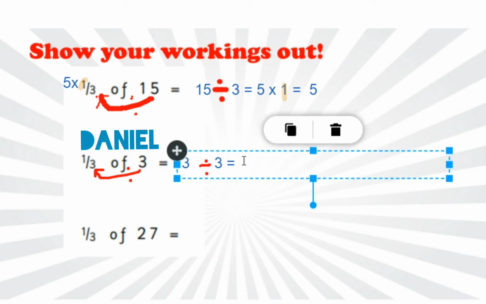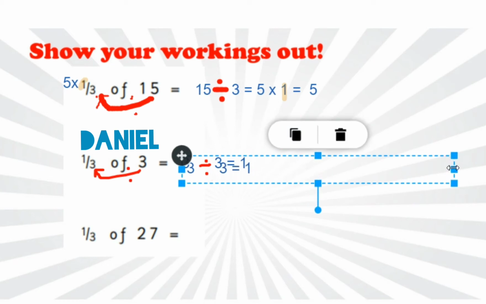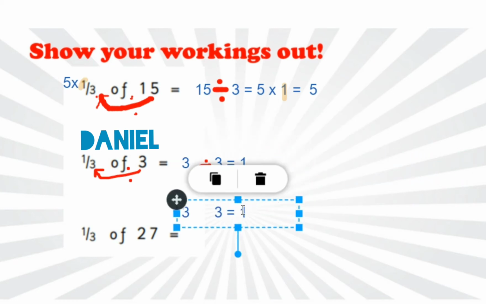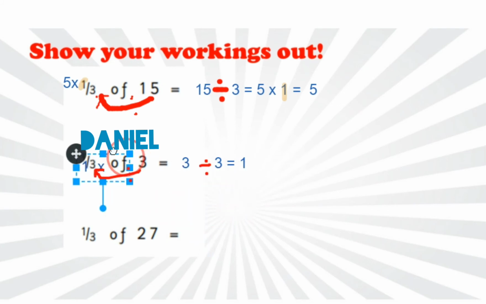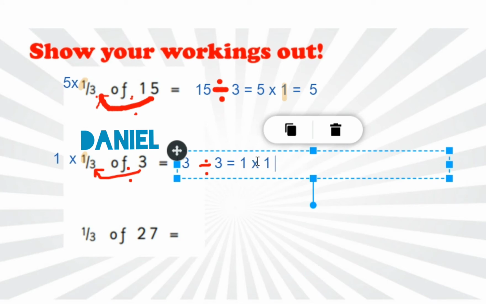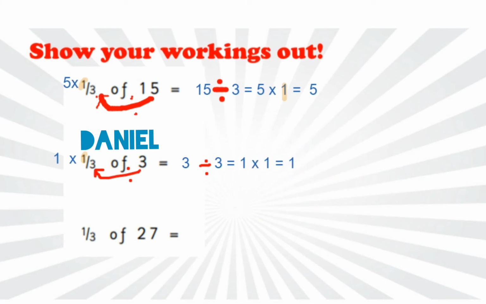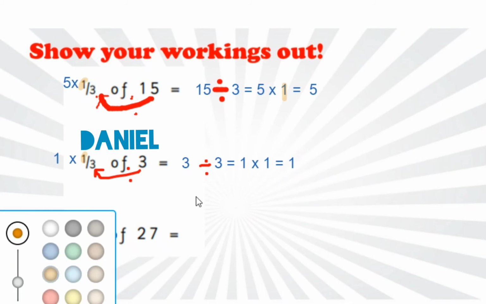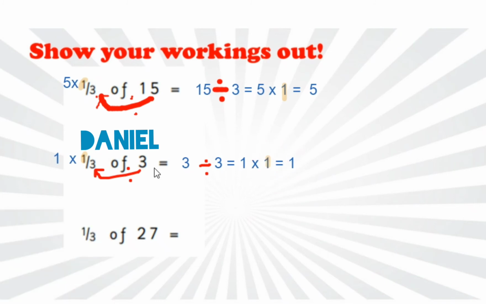1. Excellent. Now we're going to move that 1. What are we going to do with the 1 next? We're going to multiply it by the numerator, which is on top here. The numerator is a 1, isn't it? So 1 times 1. What's 1 times 1, Daniel? It's definitely 1. Okay, so there we have it. So 1/3 of 3 is 3 divided by 3 equals 1, times by 1, which equals 1.